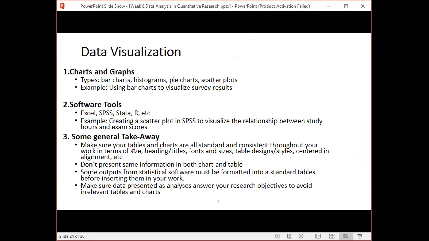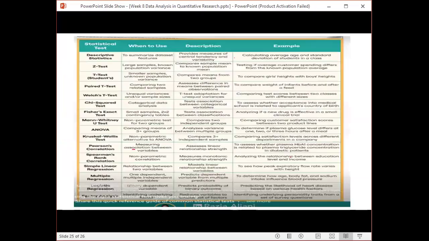And make sure your data that you present as analysis answers your research objectives, right? So that you will avoid all irrelevant tables and charts. Some of you have a lot of questions asked in your questionnaire and present all of them in your work. Meanwhile, it has nothing to do with your research objectives. It wastes a lot of our time, right? So just go straight to your objectives, use the tables and charts that answer your objectives, present them, and then you'll be fine. Okay, it makes sense.